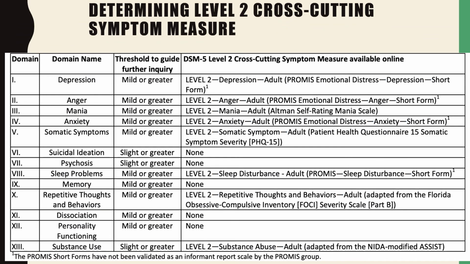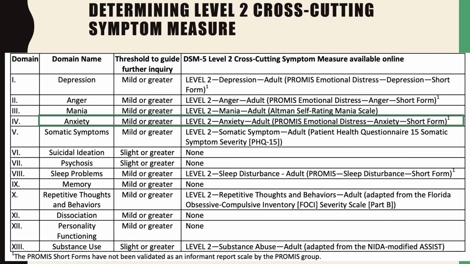Now let's check out the threshold for further inquiry in this domain, which is domain number 4, anxiety. It should be mild or greater. So number 2 equals mild. Therefore, according to this chart, this person does need to be assessed using a level 2 measure, which is the Anxiety Adult PROMIS Emotional Distress Anxiety Short Form.